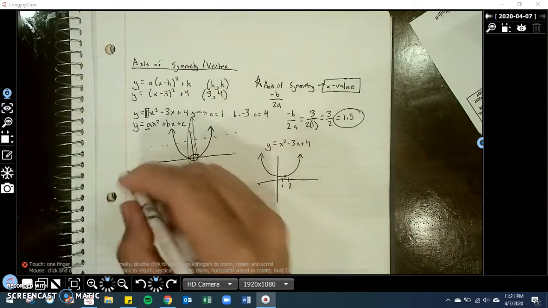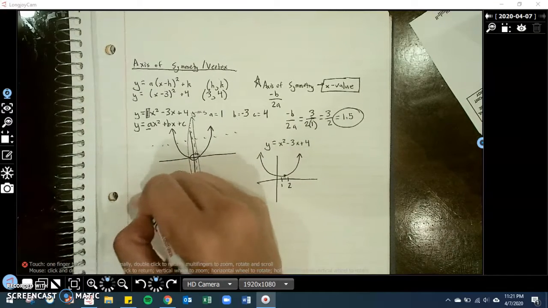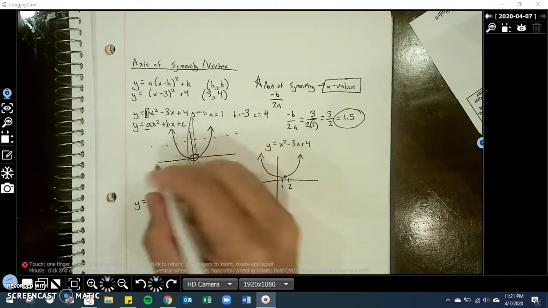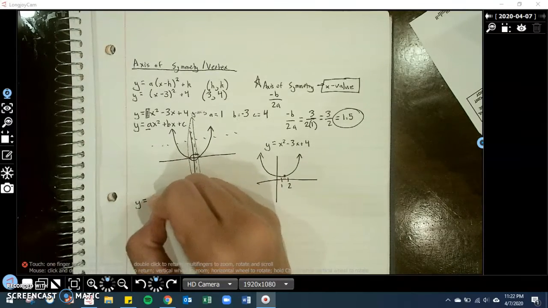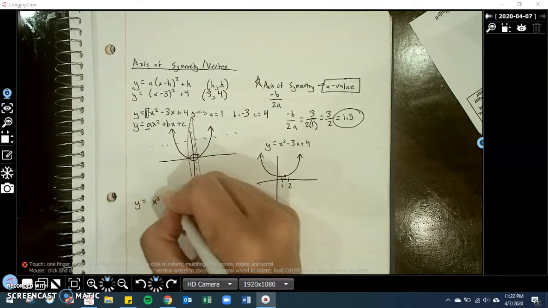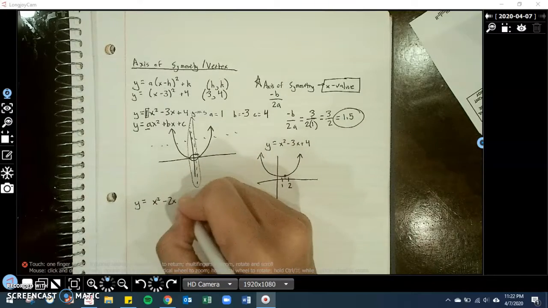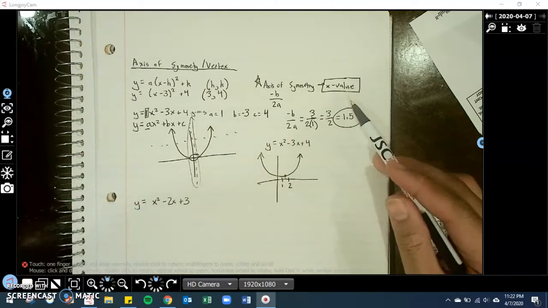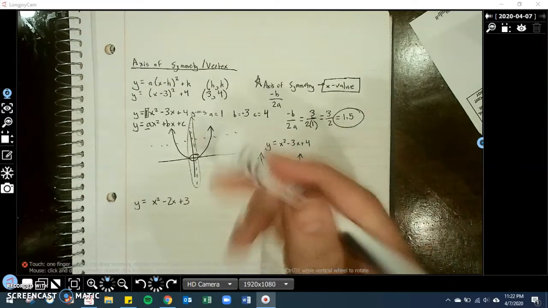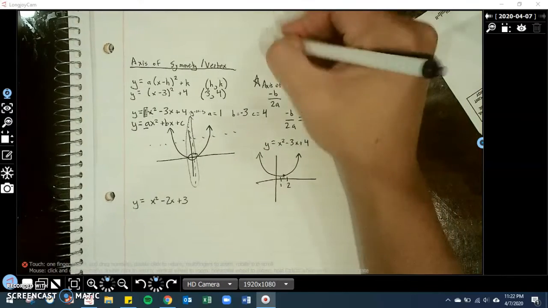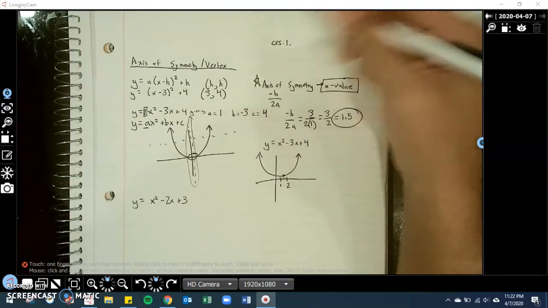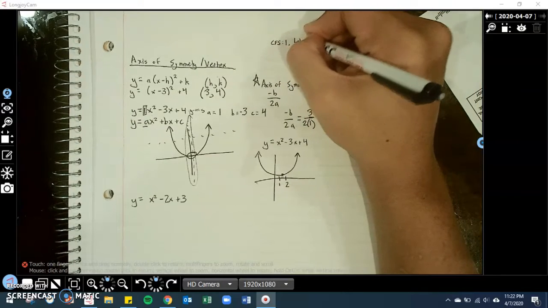So, let's put one more problem here, okay? I'm going to do x squared minus 2x plus 3, okay? And again, I'm going to try to find the axis of symmetry. So the first step that we're going to do, and I'll even write my CFS here, my first step is I'm going to label my coefficients.